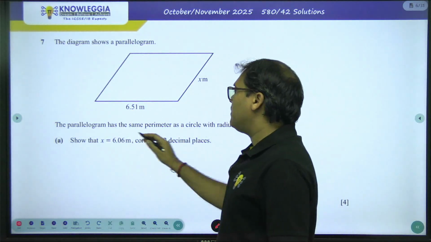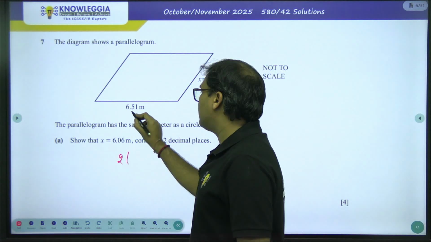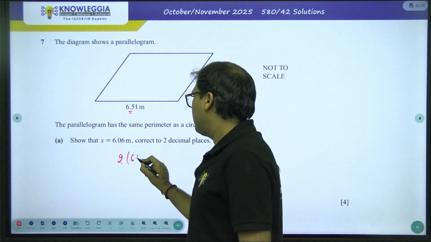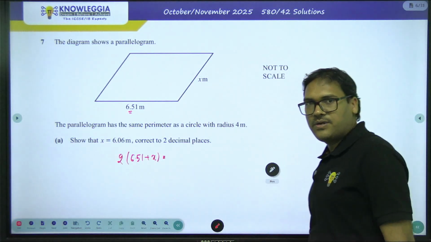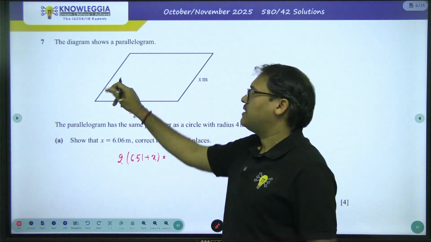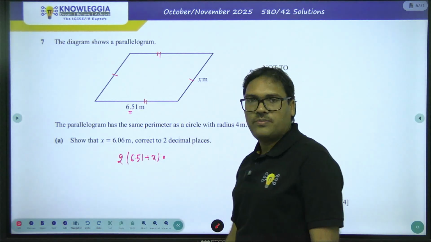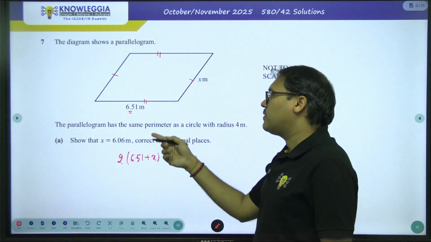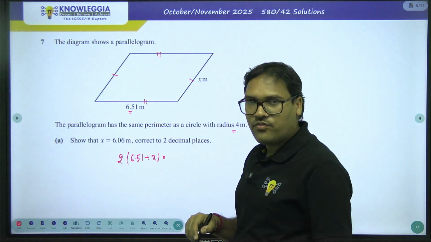So what is the perimeter of this parallelogram? You can see this is 2 times the sides. The side is 6.1 plus x. This is the perimeter of this plus this plus this plus this, because this is a parallelogram. These two will be equal and these two will be equal, right? And this is equal to the perimeter of a circle of radius 4.